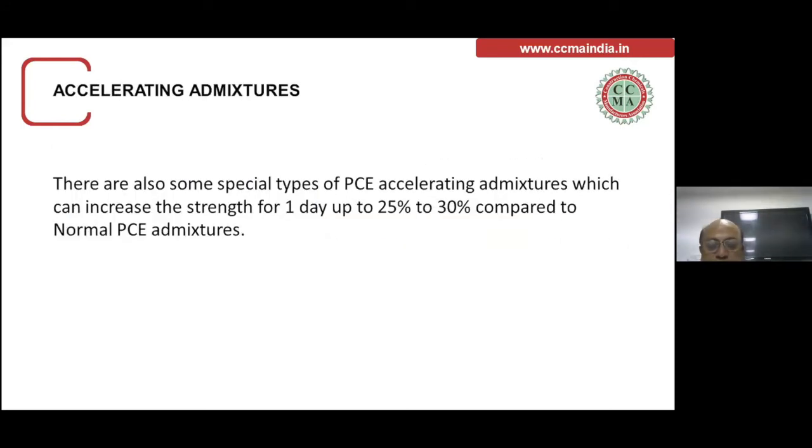Now I have told you this technology, but another new technology has come from the admixture itself, from the PCE manufacturers, that you make the admixtures in such a way that they themselves increase the strength by 20 to 25 to 30% compared to the normal PC admixtures. So the structure of the admixture is such that it itself increases the strength. So how is it possible?